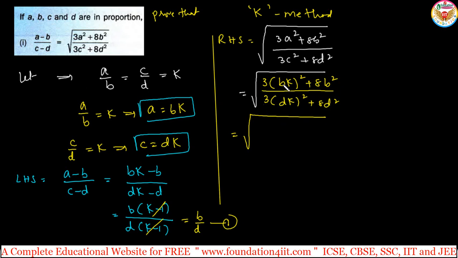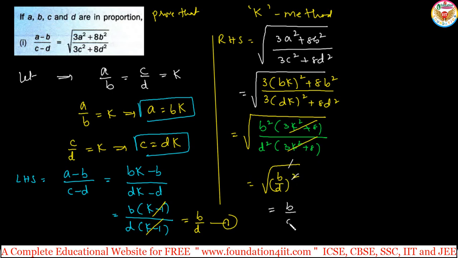Here simplify (bk) whole square. So b² and k². So just take b² common. Then it becomes b²(3k² + 8), divided by d² common in this, again (3k² + 8). Here if you observe, this gets cancelled. Now this we can write as square root of (b/d) whole square. Square and square root cancel, then that is b/d, equation 2. Right. So from equation 1 and 2, the LHS is equal to the RHS, hence proved.